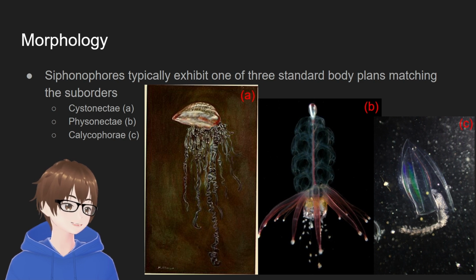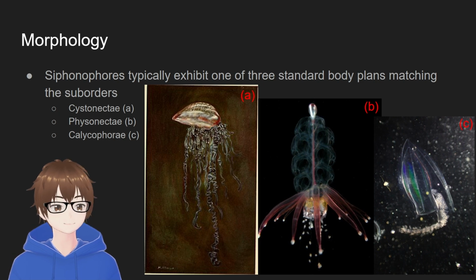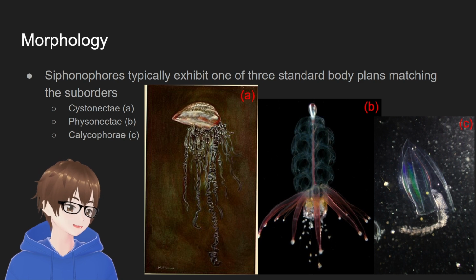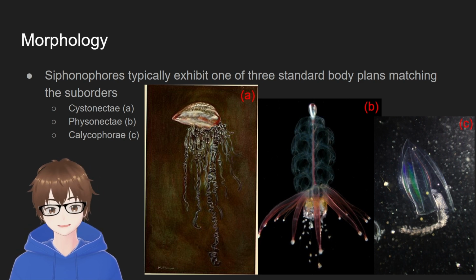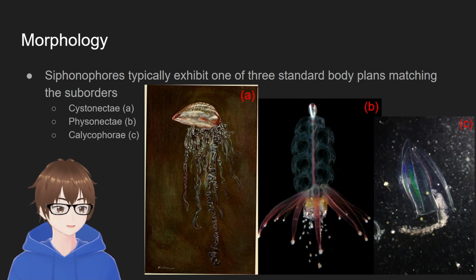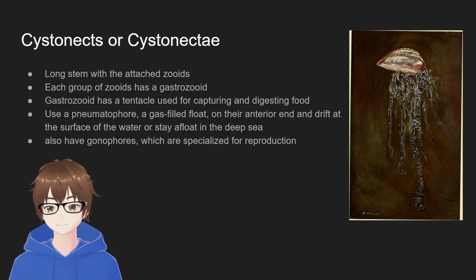So Cystonectae is there with A, looking like a man of war, and then Physonectae is the B one over there, which kind of looks like an octopus or squid-like thing. And then Calycophorae is at the very end, C, and it has kind of a cone dome to it, kind of like Coneheads. So most of them are going to follow these body plans. There are the ones that are very, very long, like a snake or a worm. Okay, so let's go ahead and move on.